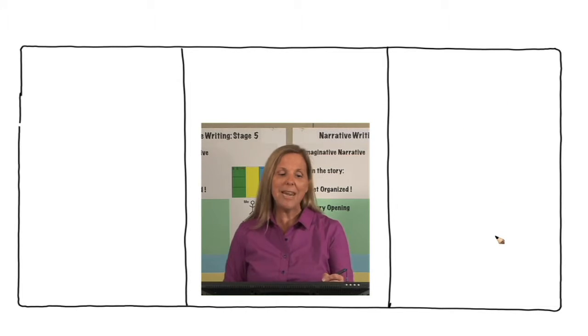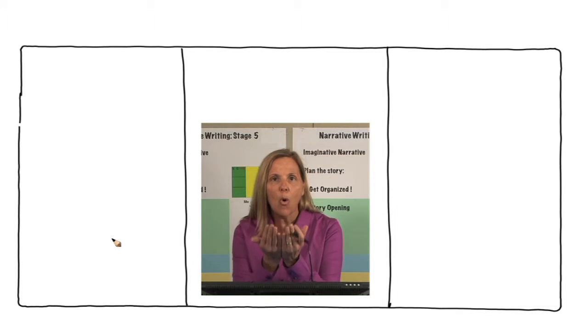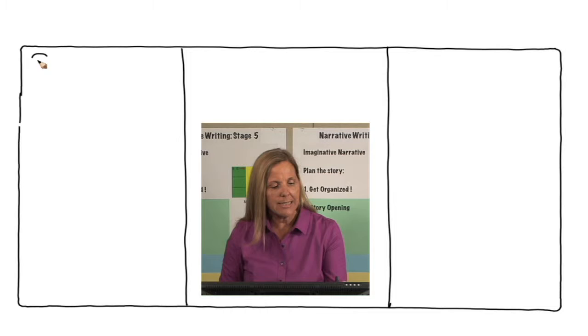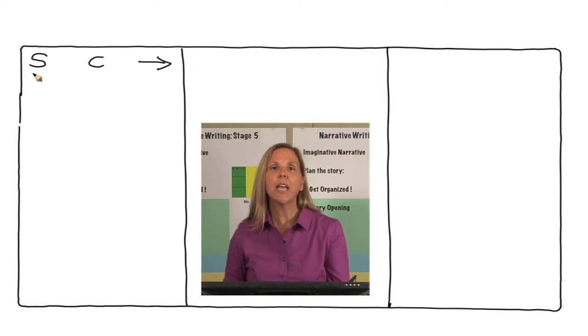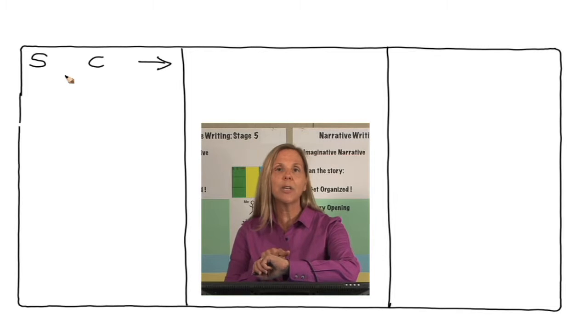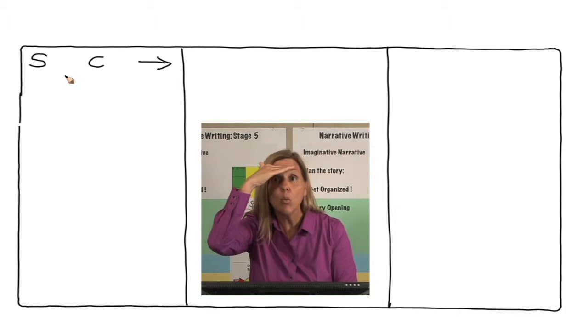Let's go to the beginning box. What do I need in the beginning box? Story opening. S, C, arrow. S is for setting. Setting tells us, touch your wrist like a watch, when and where.